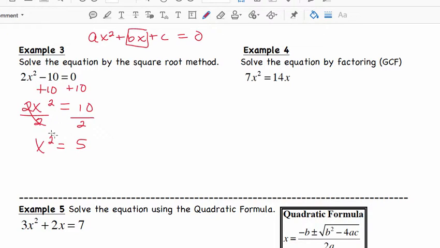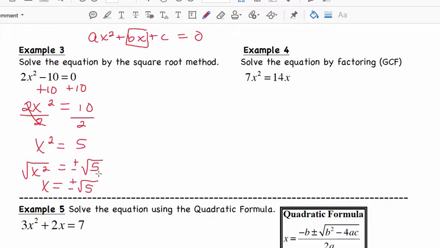And then finally, to get rid of your exponent of 2, you're going to square root. And then what you do to one side, you're going to do to the other. Notice I left a little space here in front of my square root symbol because we need to make sure we write a plus or minus in front. And then finally, x is equal to plus or minus the square root of 5, and that is done.